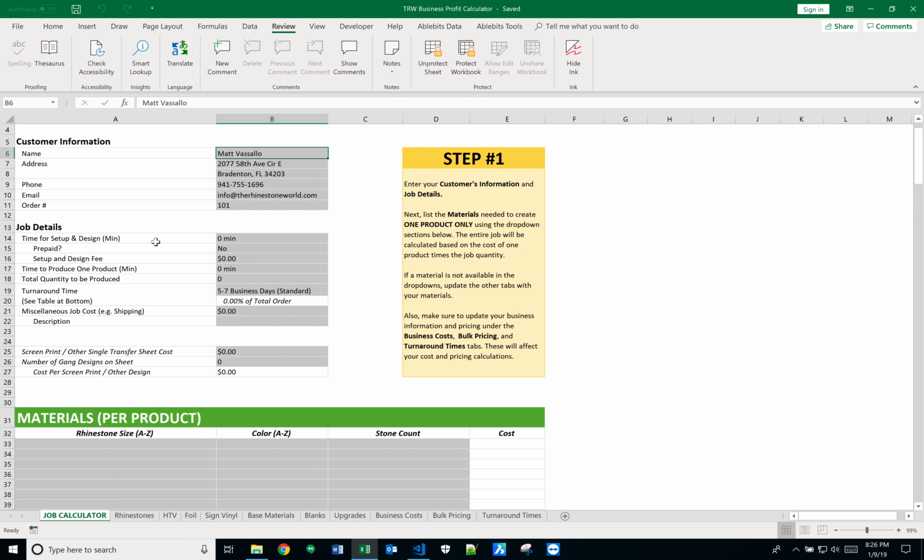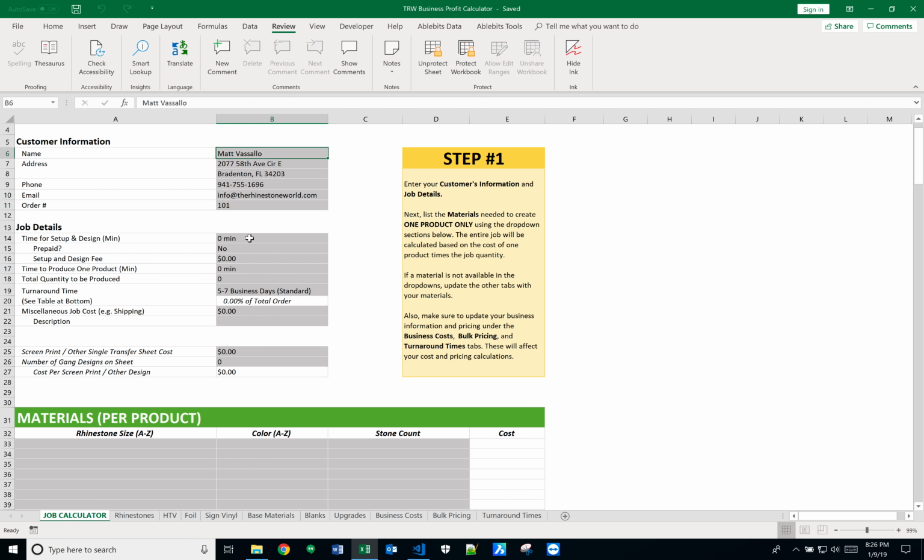So you can see here, the first thing is time for setup and design. Now, what is setup and design? Well, setup and design is that whole process when a customer contacts you and they say, hey, can you help me? I want this shirt, and maybe they send you an image and you help design it and you send it back to them, and you're talking on the phone, maybe you're doing some email correspondence. Well, all of that is time, right? And time is money. It's costing your business something to do that. And so we want to account for that.